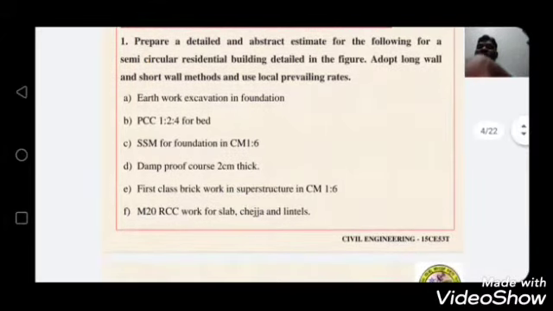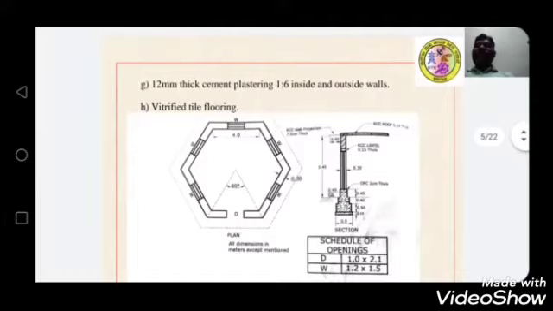The items are: earthwork excavation in foundation, PCC 1:2:4 for bed, SSM for foundation in CM 1:6, damp proof course 2 cm thick, first class brickwork in superstructure in CM 1:6, M20 RCC work for slab, chajja and lintel, 12 mm thick cement plastering 1:6 inside and outside walls, vitrified tiles flooring.